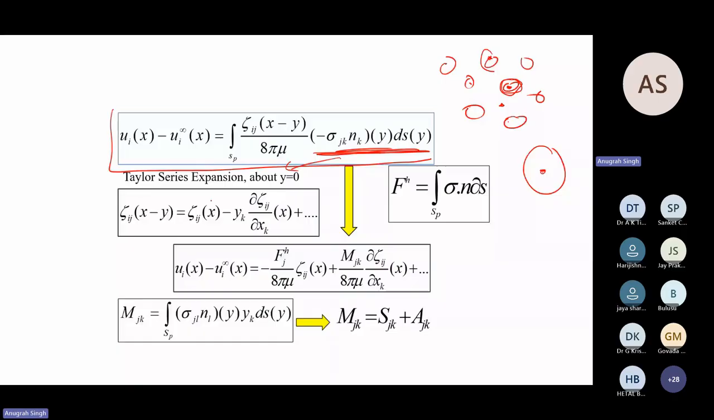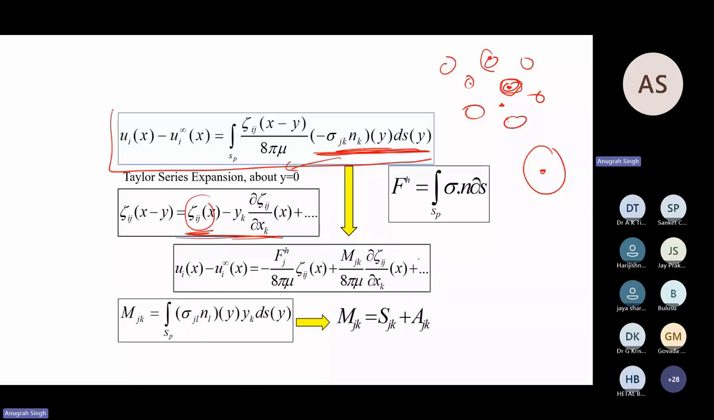f(x) plus y into f dash(x), and so on. It takes only two terms, the first and the second, and neglects the others because the other terms will be 1 over r cubed and so on; they will be small. But if you want more accuracy, you have to take higher order terms, but then it becomes more computationally intensive. Stokesian dynamics considers only two terms, right?